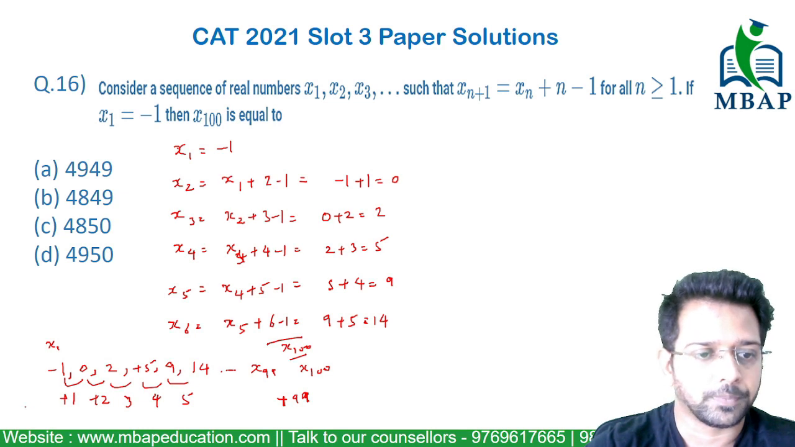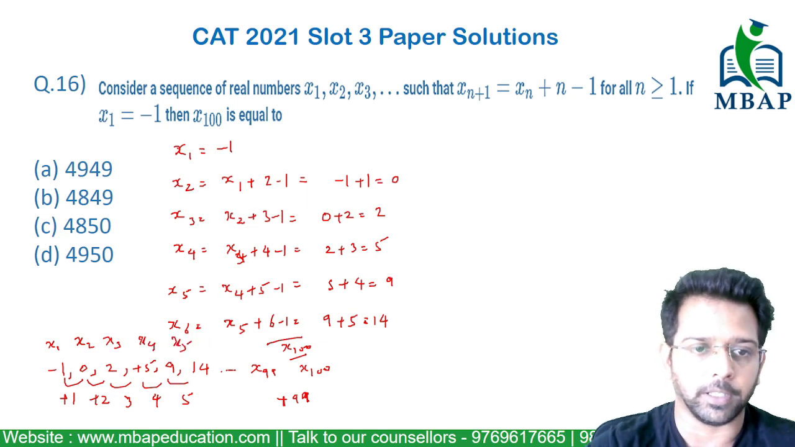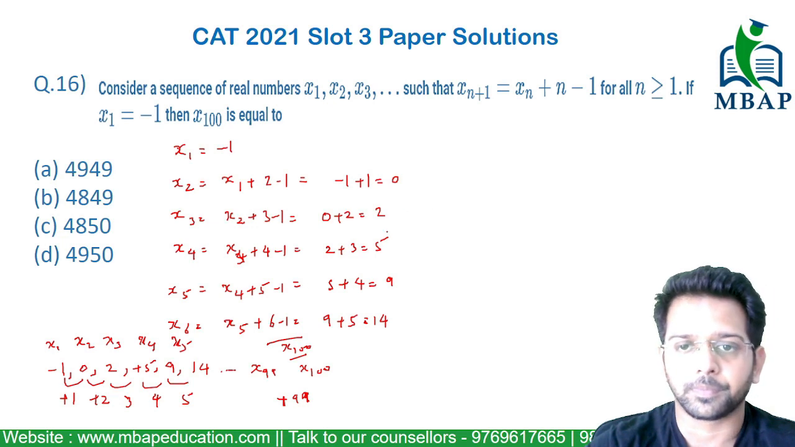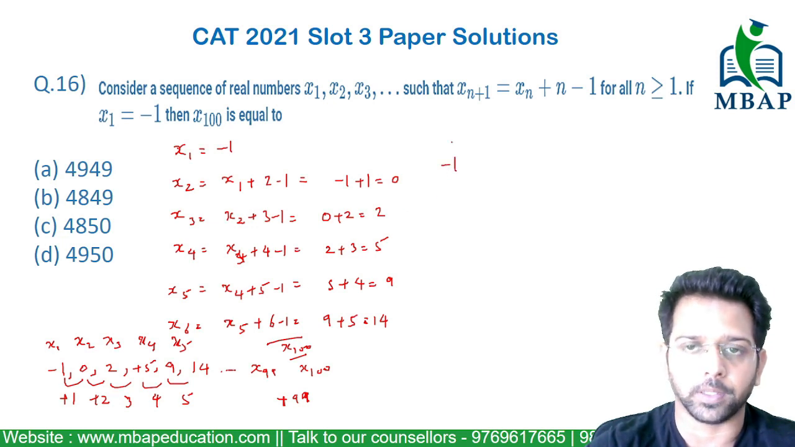Now let's see the logic. If I have to find these terms, which are x1, x2, x3, x4, x5, likewise any of these terms, my first term is minus 1.